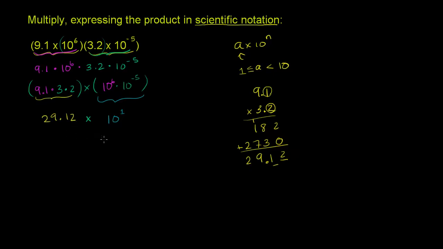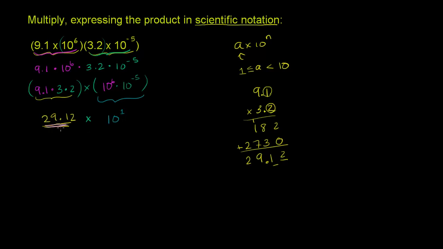You might feel like we're done. This kind of looks like scientific notation. I have a number times a power of 10. But remember, this number has to be greater than or equal to 1, which it is, and less than 10. But this number is not less than 10. It's not in scientific notation. So let's write this number in scientific notation, and then we can use the power of 10 part to multiply that by this power of 10.